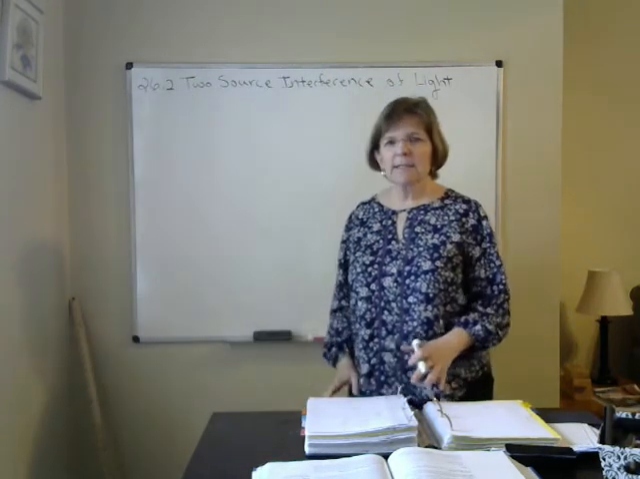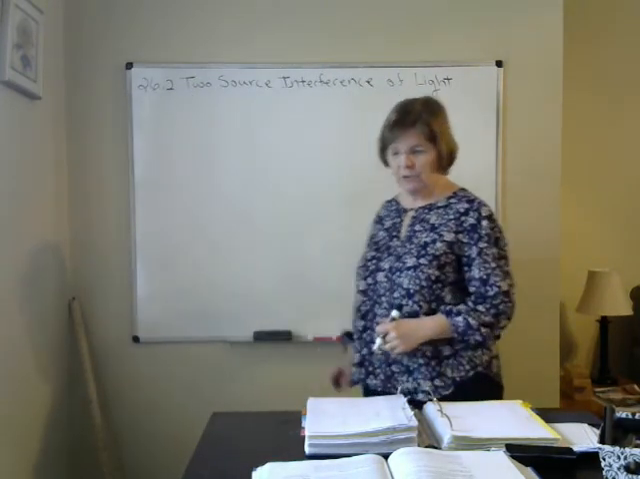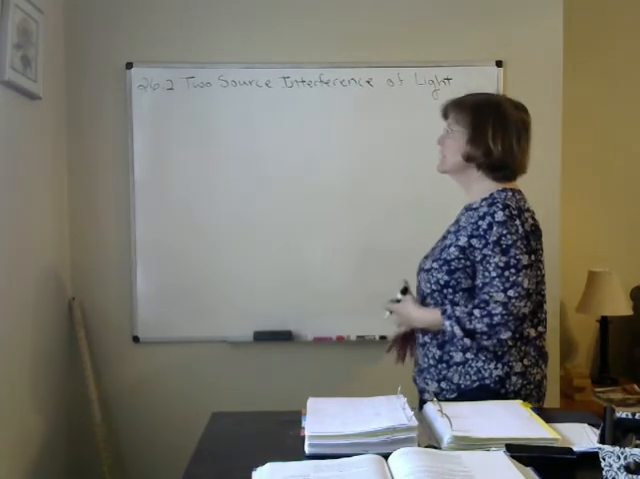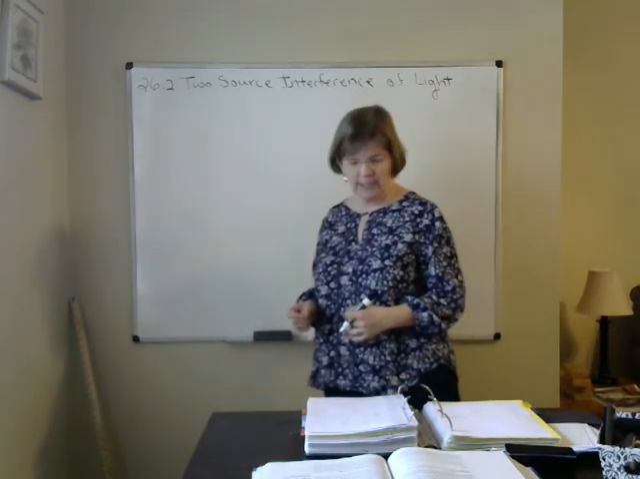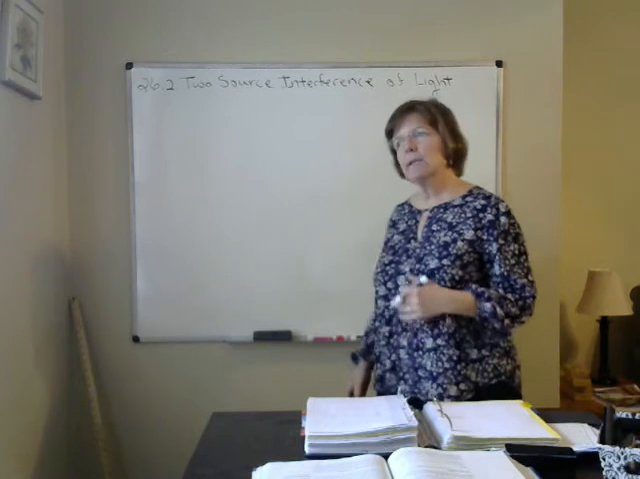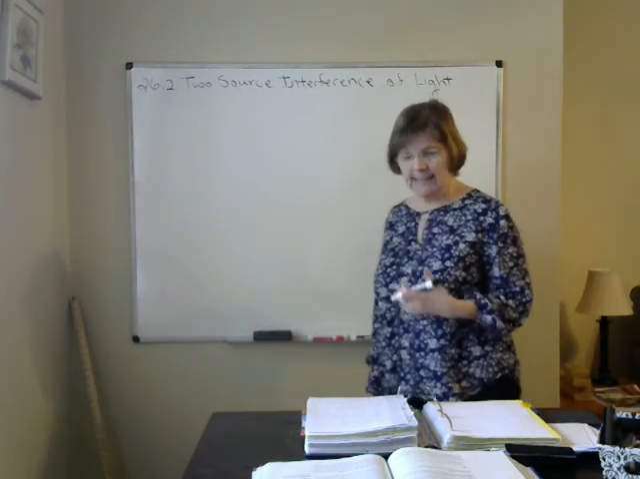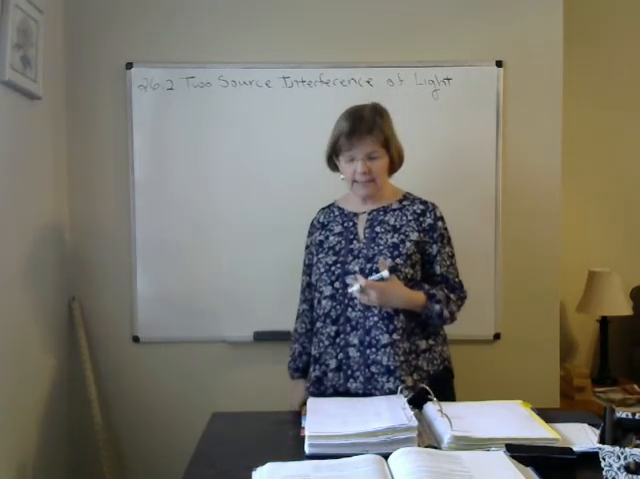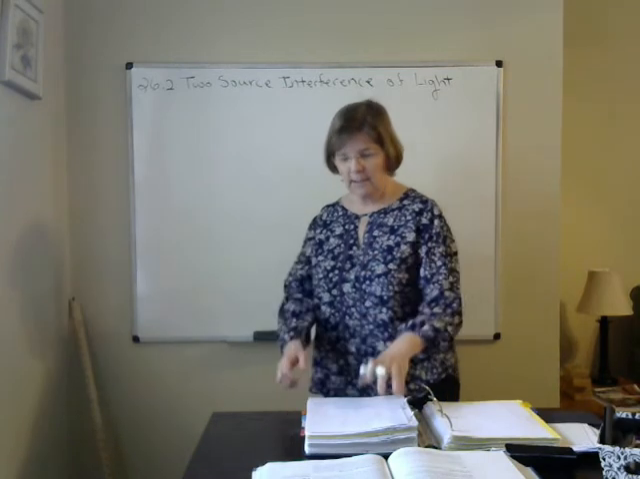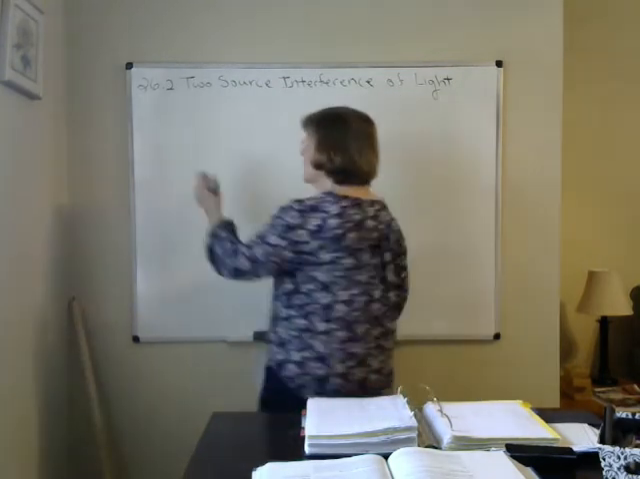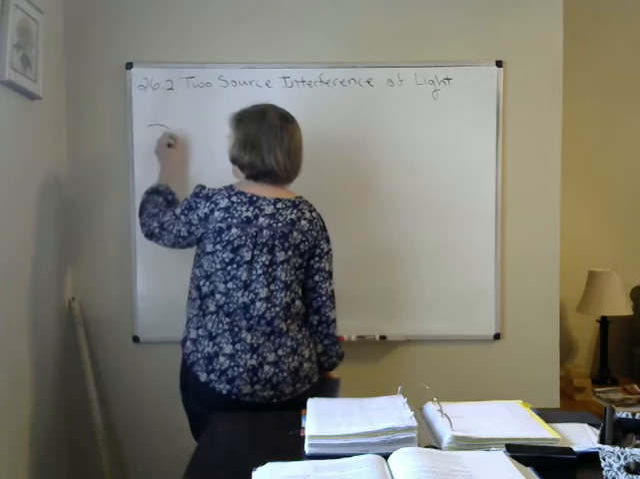Okay, so in this video, we're going to talk about two-source interference of light. That's section 26.2 in your textbook. And it's based on an experiment that was done back in 1800 by an English scientist by the name of Thomas Young. What he did is he started with a monochromatic light source.